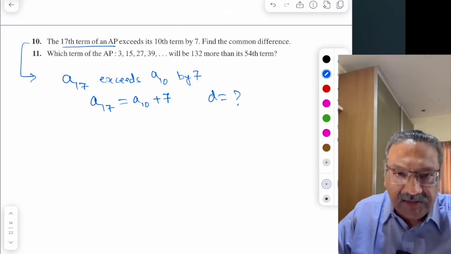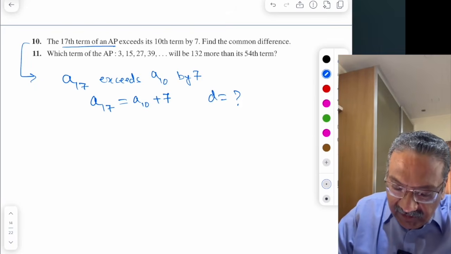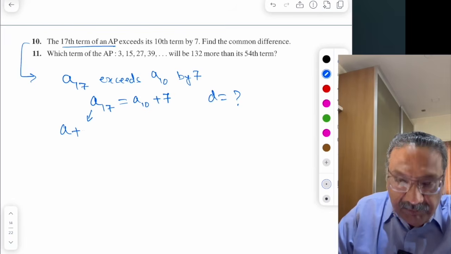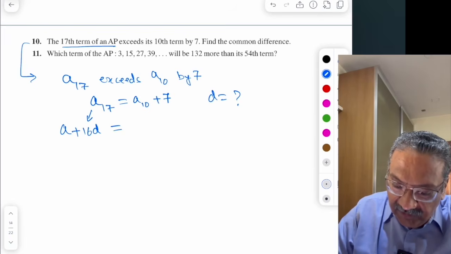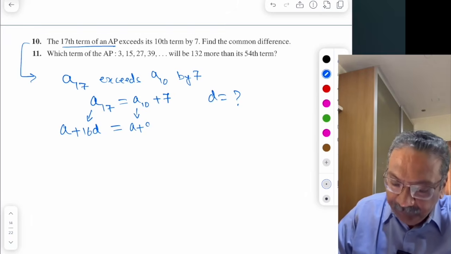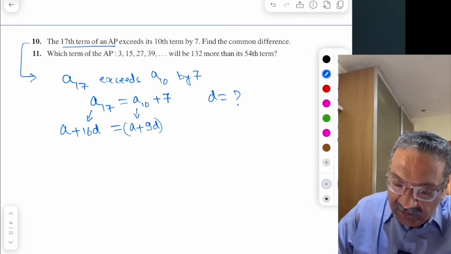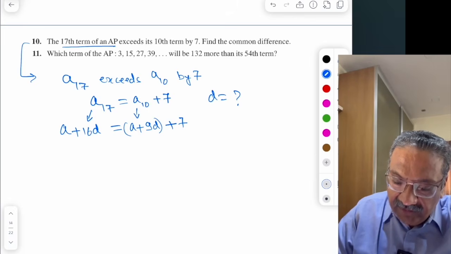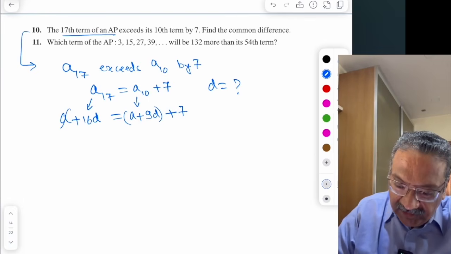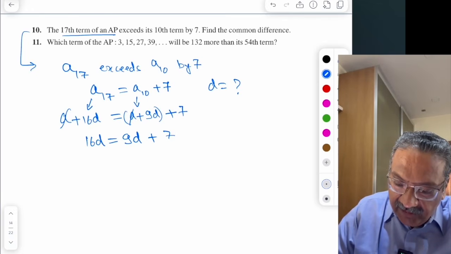So this is given, this is asked. So what is A17? A17 is A plus 16D, which is equal to A10. What is A10? A10 is A plus 9D, plus 7. Okay, so here both sides A and A get cancelled. 16D is equal to 9D plus 7.